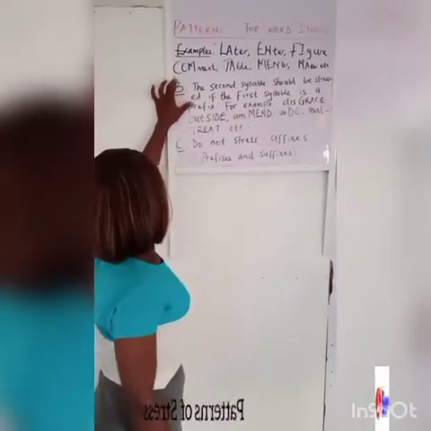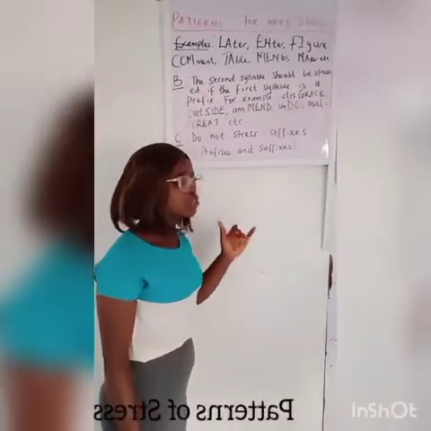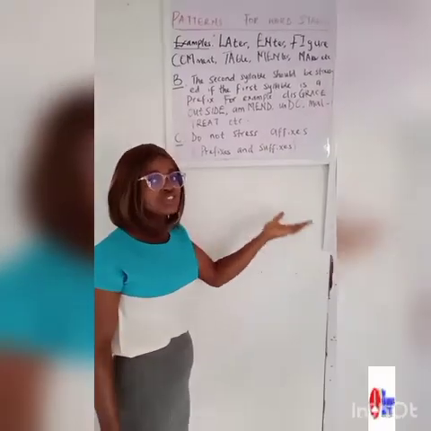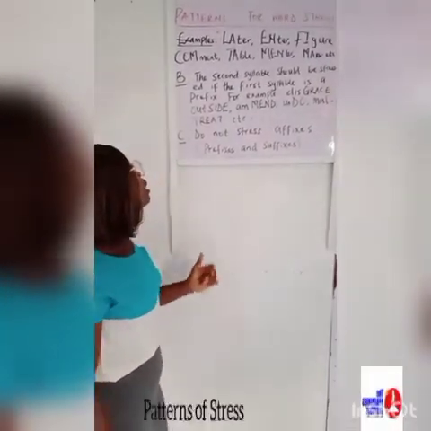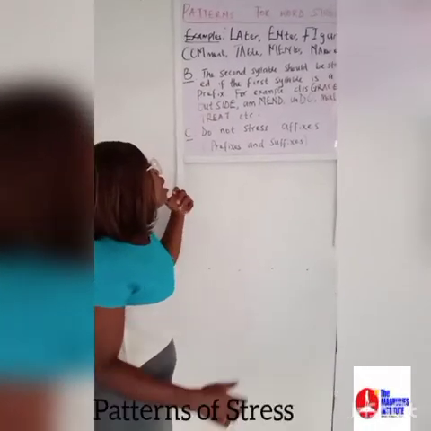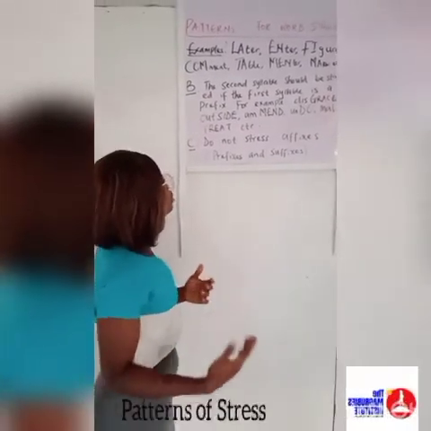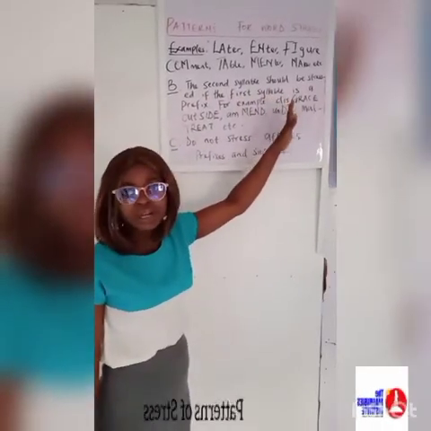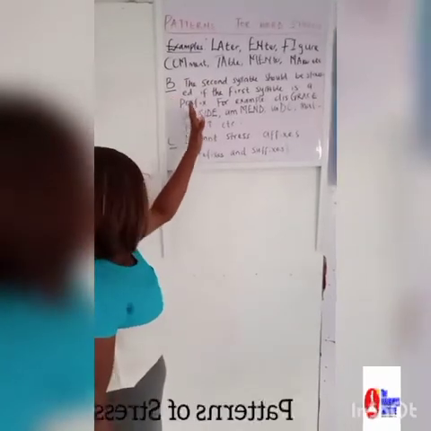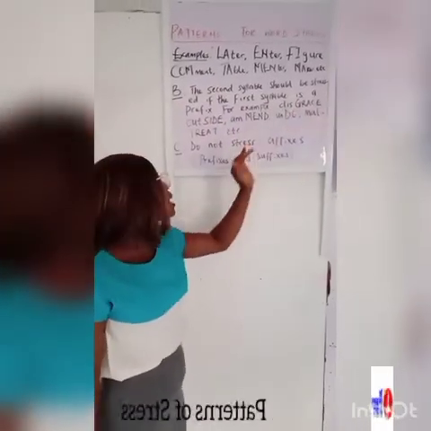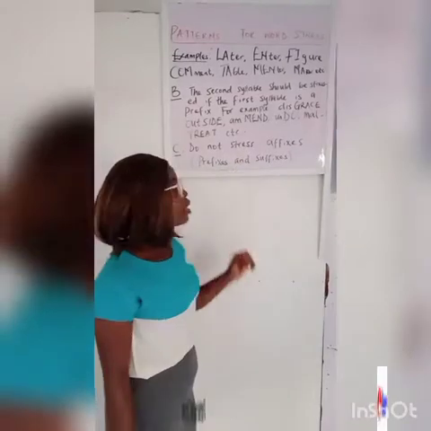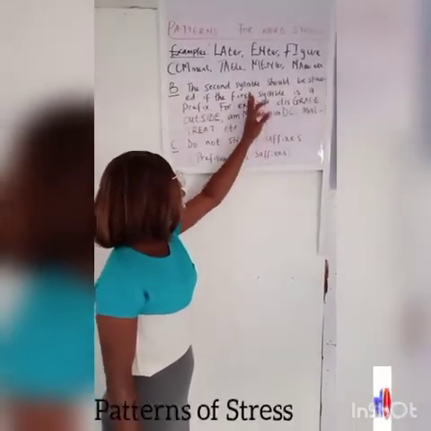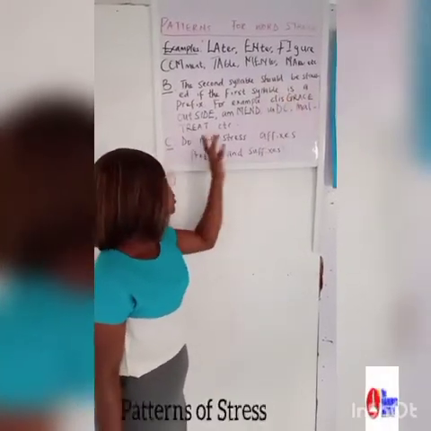Rule B. The second syllable should be stressed. Remember, I told you that the first syllable should be stressed in the first rule. But here now, how do you know when to stress the second syllable? Stress the second syllable if the first syllable is a prefix. For example, disgrace, outside, amend, undo, maltreat.